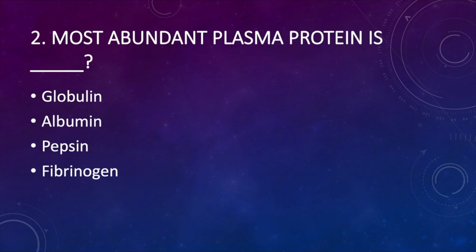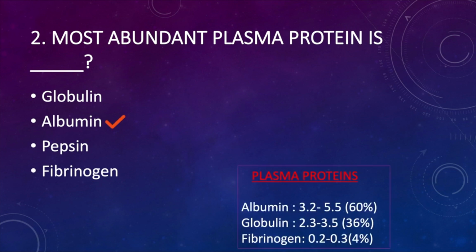Most abundant plasma protein is option A, globulin; option B, albumin; option C, pepsin; option D, fibrinogen. Answer option B, albumin. Plasma proteins: albumin normal value 3.2 to 5.5, globulin 2.3 to 3.5, fibrinogen 0.2 to 0.3.